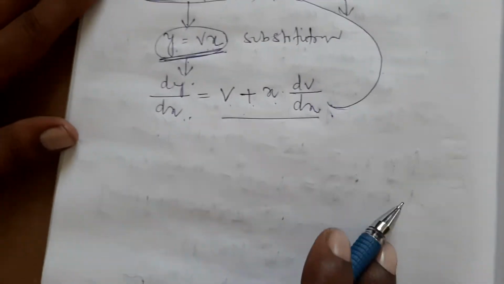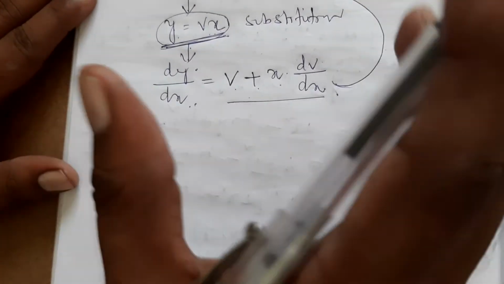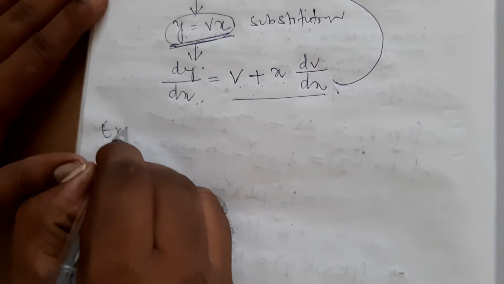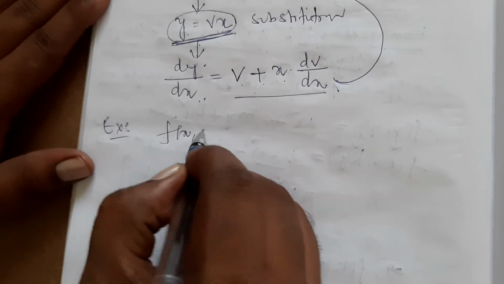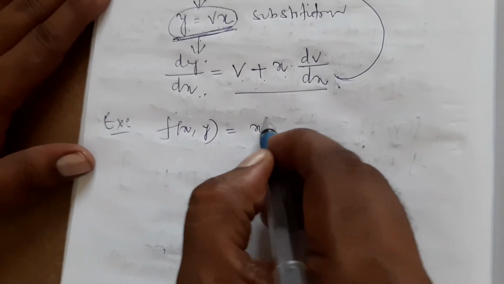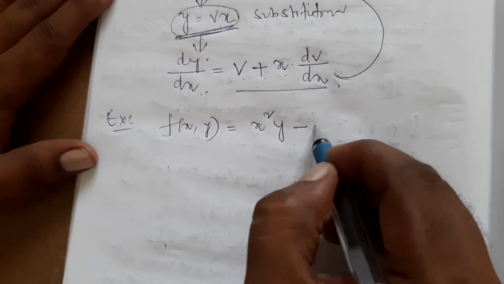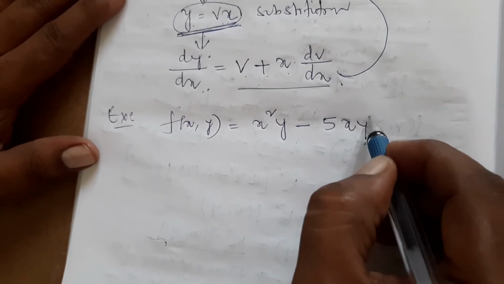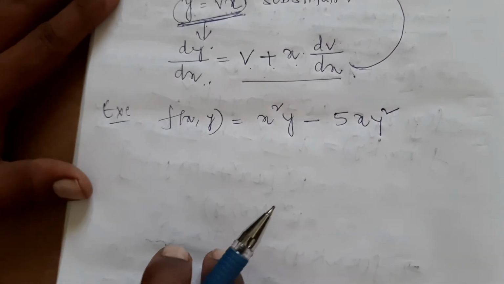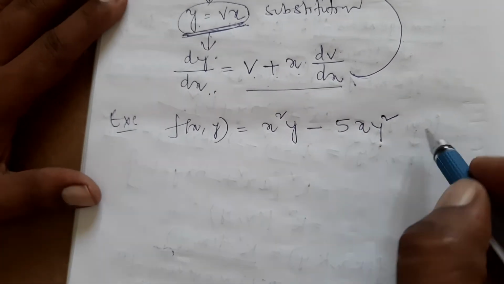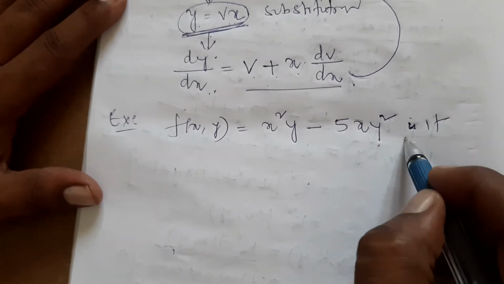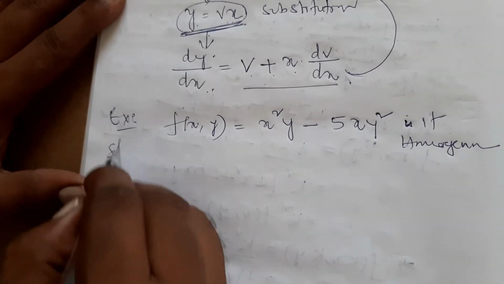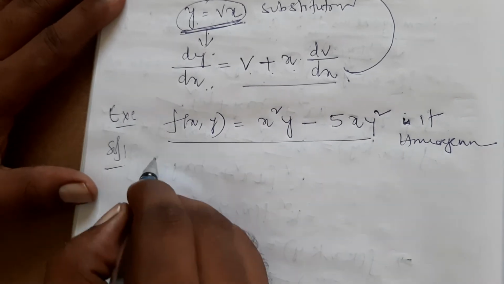Now a few examples based on this homogeneous differential equation. Here they have given one example: f of x comma y equals x square y minus 5 x y square. Is the function homogeneous or not? Cross check one time. Here f of x y is equal to this one.